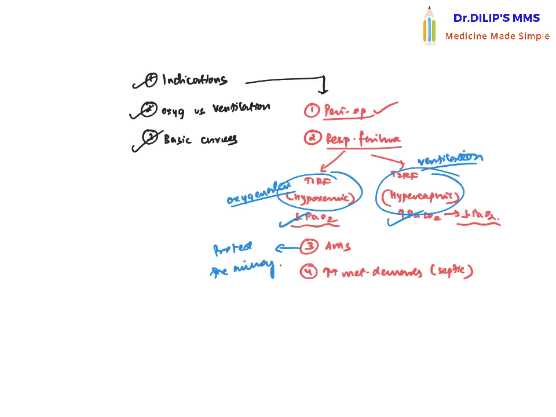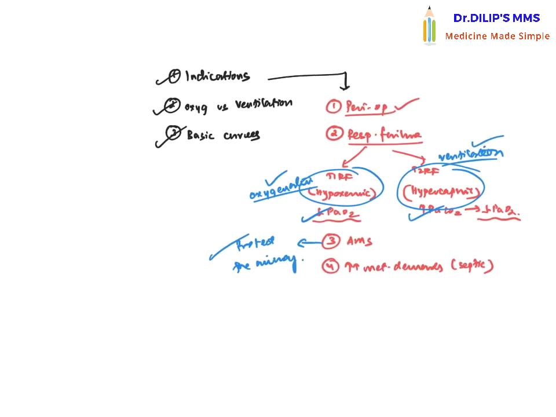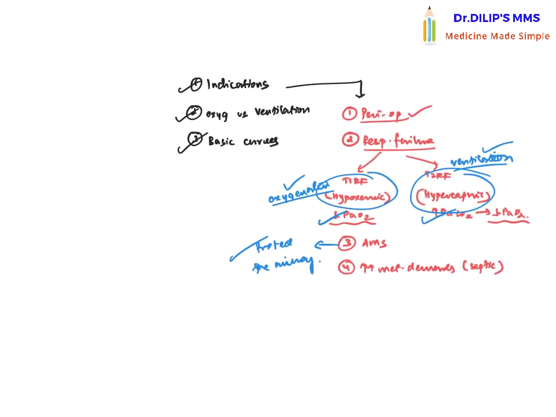It's quite simple. There are three most important principles for the indications of mechanical ventilation: oxygenate, ventilate, protect the airway. These are the three basic and main things that you have to know before doing mechanical ventilation. These are the indications.